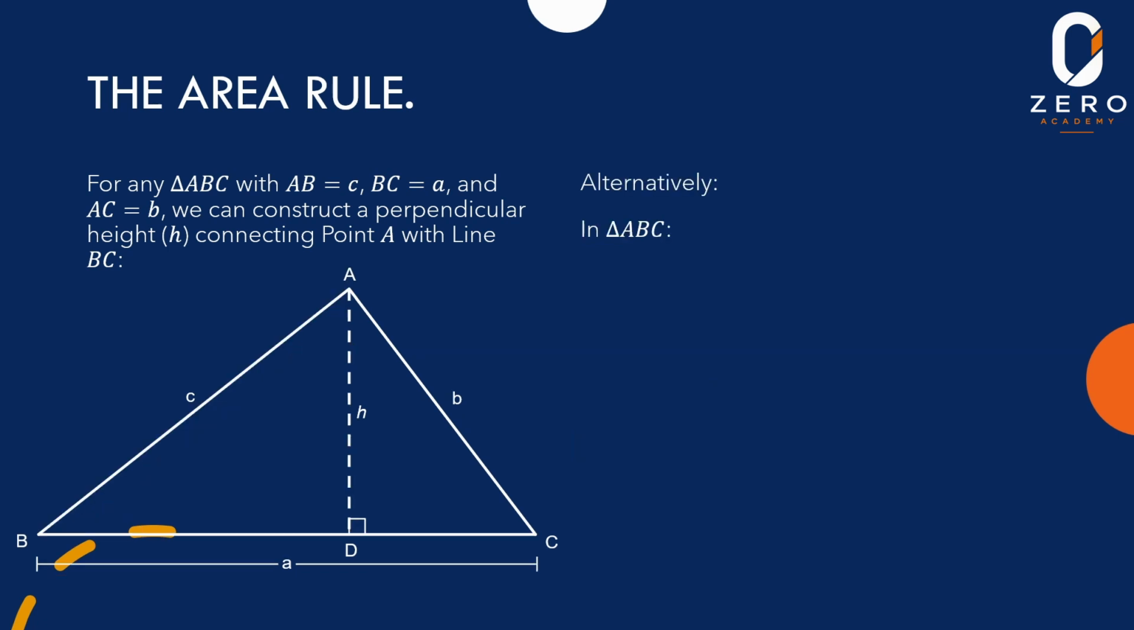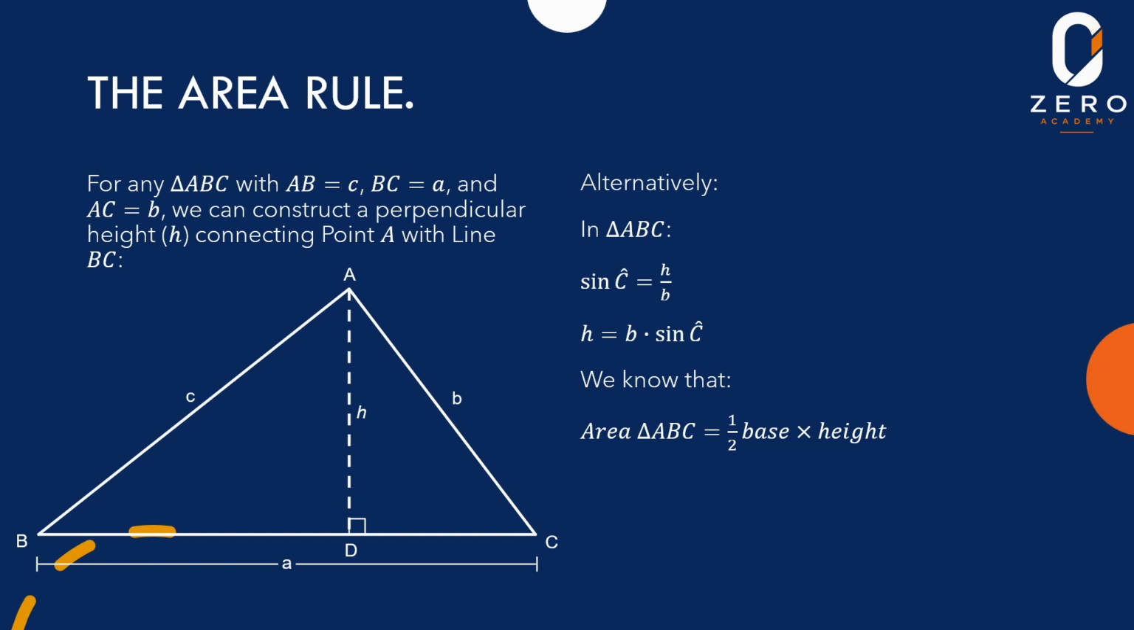Now let's move on. Alternatively, we can say in a triangle ABC, sine of angle C is equal to h over b. This time around, we're no longer looking at angle B, we're looking at angle C, and hence the hypotenuse and the opposite will have changed. The opposite is still the same, h, but the hypotenuse this time around is b. And hence again, making h the subject of my formula, I'm going to have h is equal to b sine of angle C.